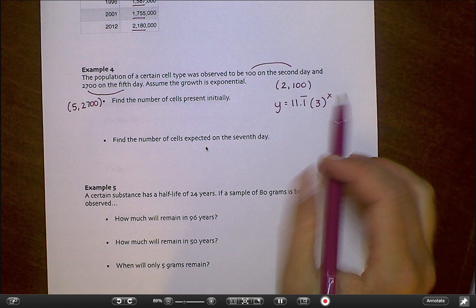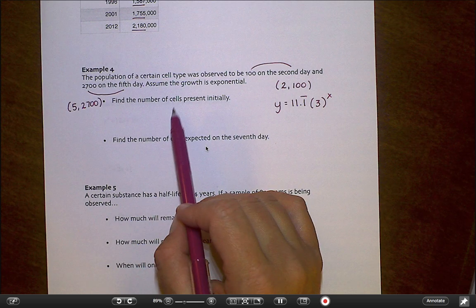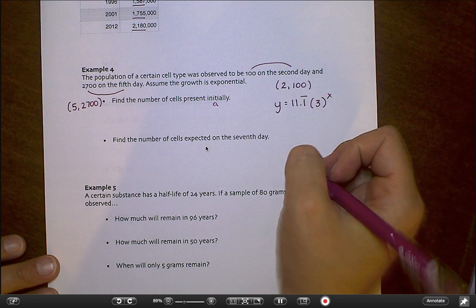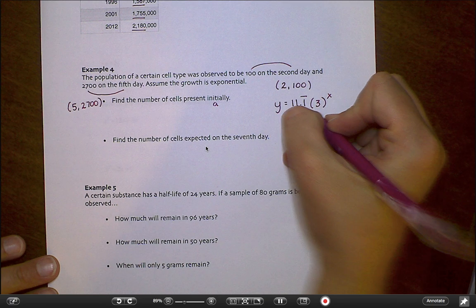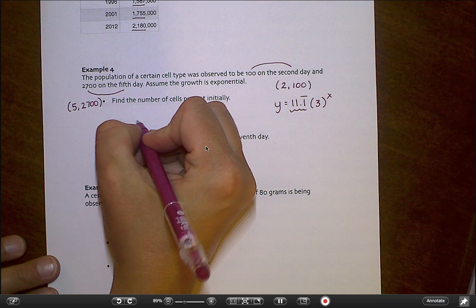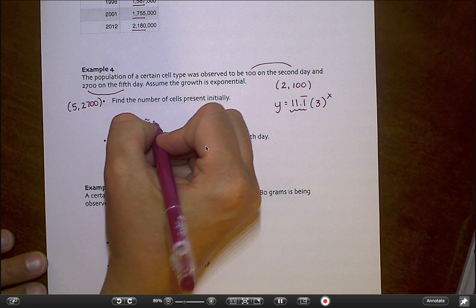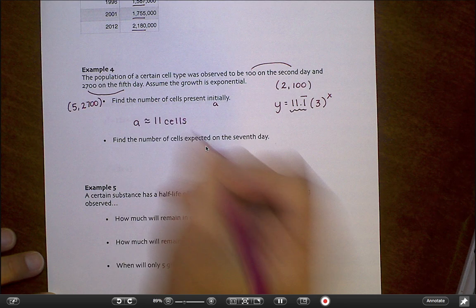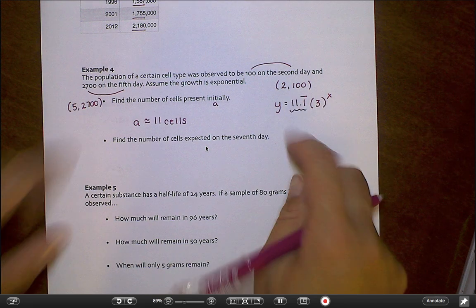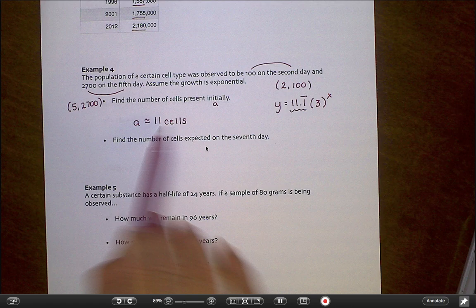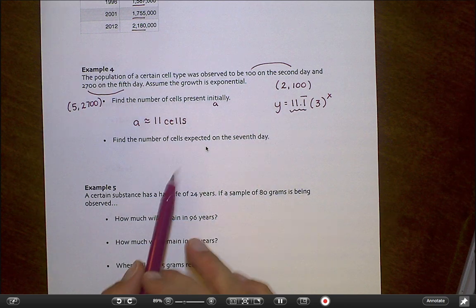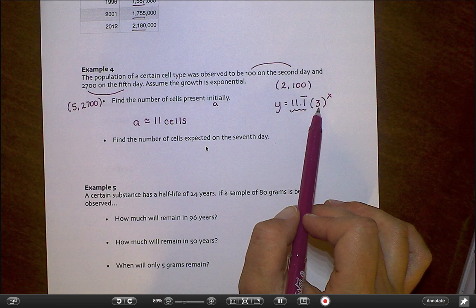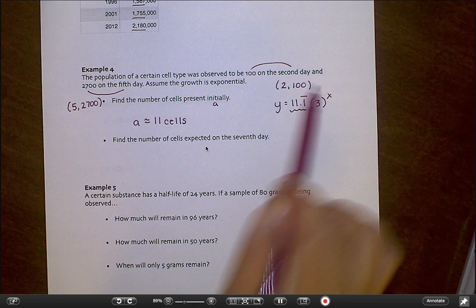So now let's think about how to actually use this. The number of cells present initially, that's really just asking me for my A value, right? My A value is a little bit weird here, but I would feel comfortable saying that A is about 11 cells. I'm not sure that the decimal really makes sense here, but mathematically it came out with a decimal value. So we'll run with it and say that our initial value would be about 11. And so that's what's happening here: we started with 11 cells and we're tripling every day. That's what this model is showing me.